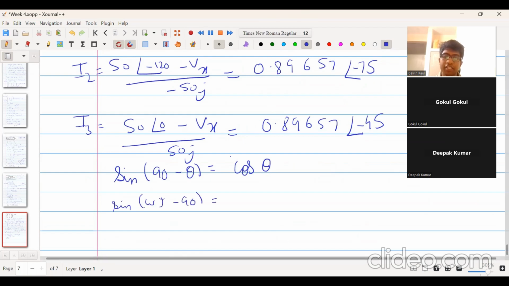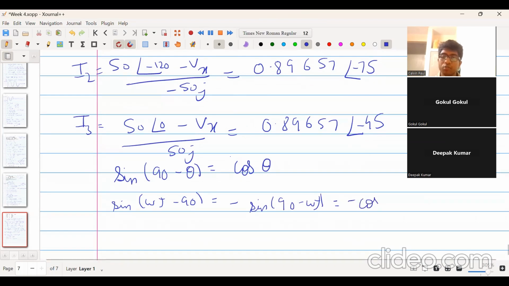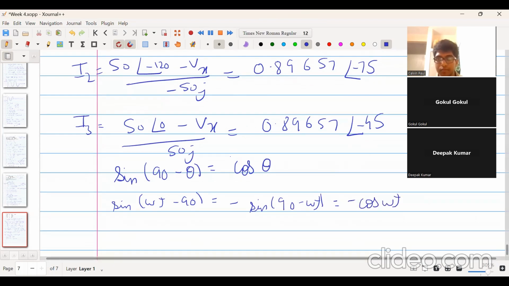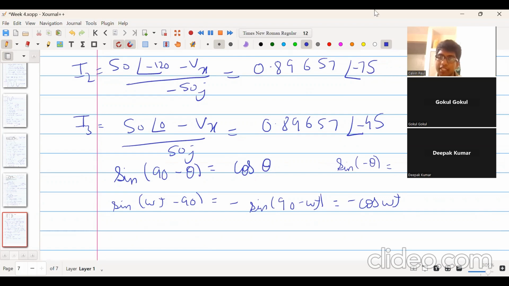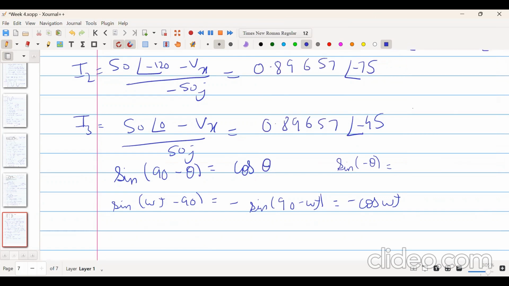So this you write as minus sine into 90 minus omega t. So that way it will be minus cos omega t then. Minus cos omega t. It means we can take the minus sign out of the bracket. Yes, see, sine of minus theta is equal to minus sine theta.